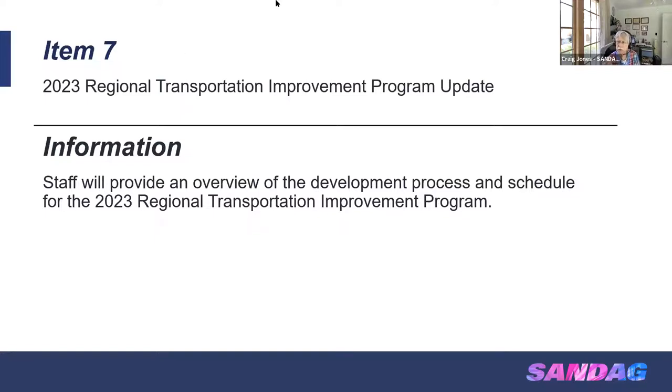So Richard, you mentioned a little bit about how projects are submitted to be included in the draft RTIP. You said that proposed projects can be nominated, if you will, by the local jurisdictions, the city and the county, but what are the other sources for identification of projects to be included in the draft RTIP?